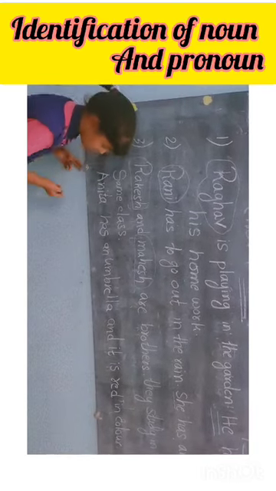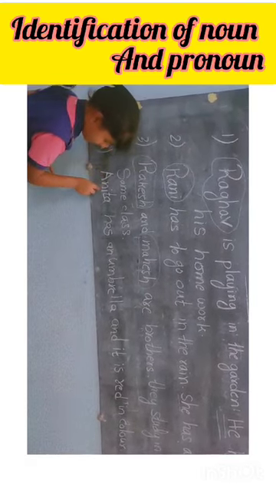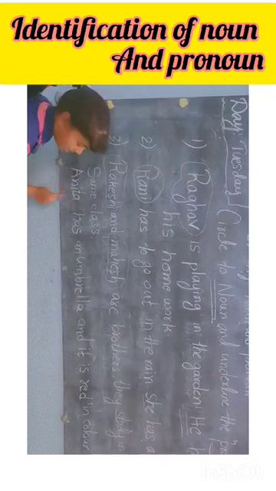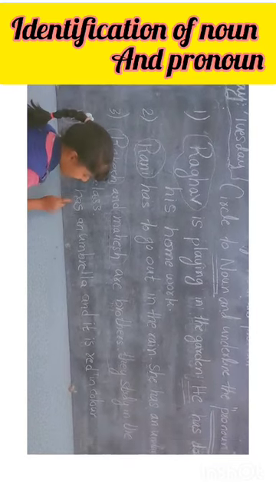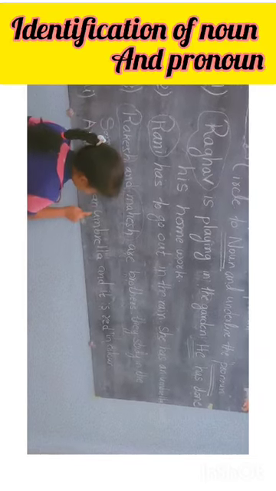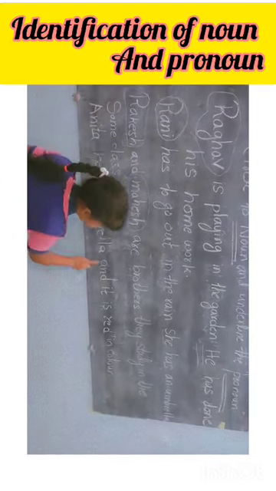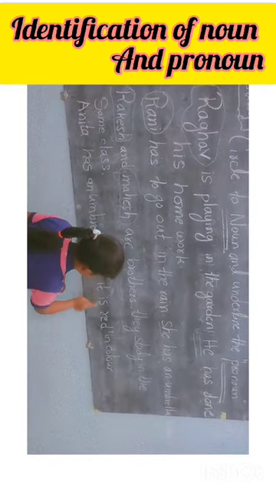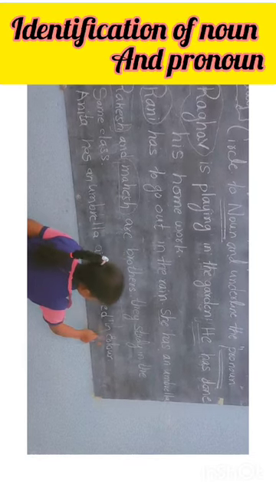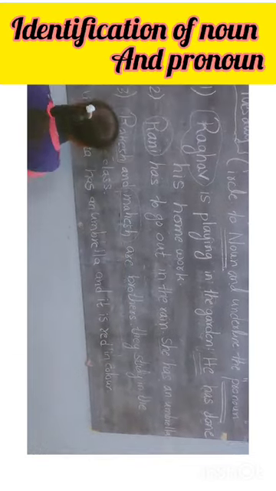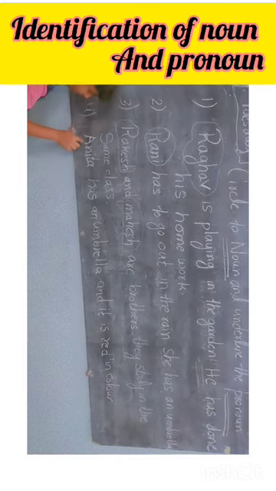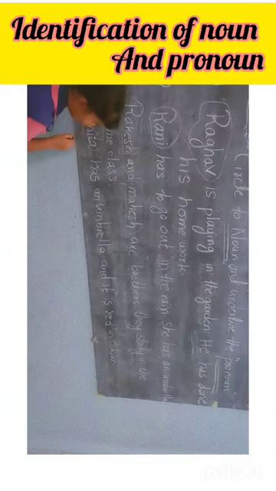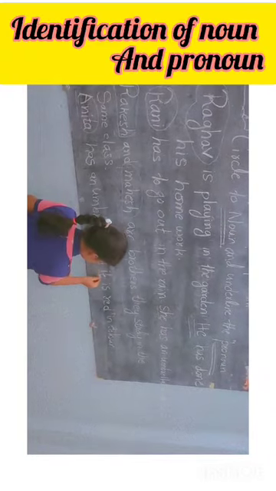Read the sentence. A-N-I-T-A. Anita has an umbrella. It is red in color. Which is noun? Noun. Anita. Circle it. And which is pronoun? Pronoun, it. Circle. Very good.